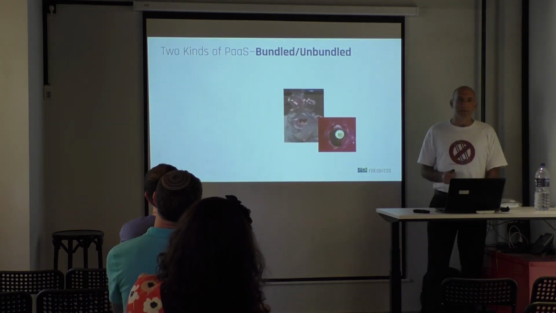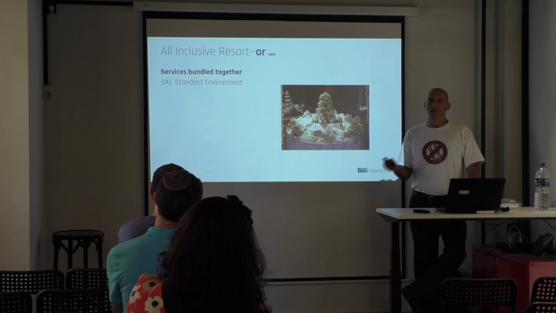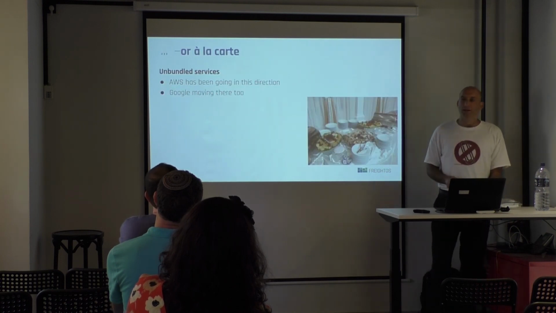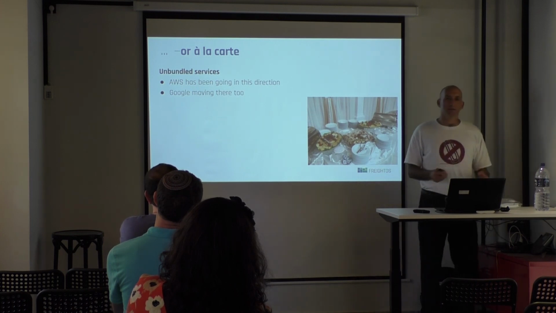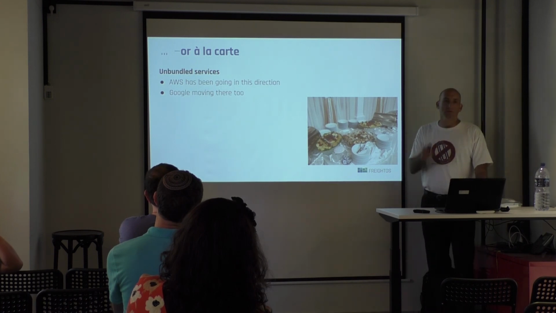There are two kinds of PaaSes, bundled and unbundled. One is called the all-inclusive resort. That's when you pay for the resort, they give you all the food and everything else. Well, Google App Engine Standard Environment is like that. Everything is bundled, ready to go. But another kind is a la carte. And that's where it has the same services, but it's not bundled there for you. It's a little less convenient. AWS has been taking this strategy, and now Google is moving in that direction for their future.